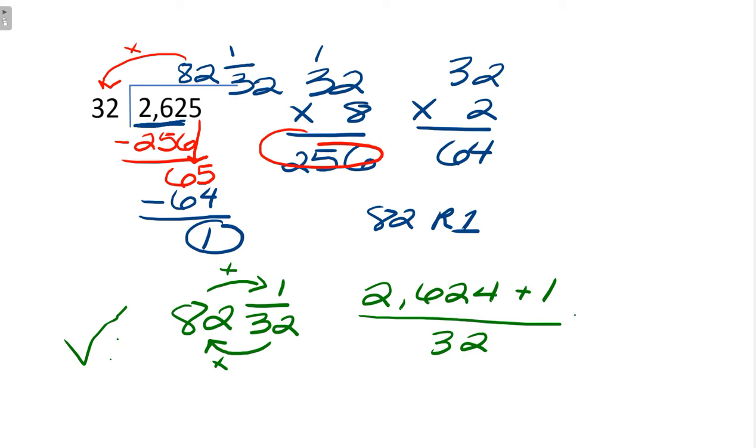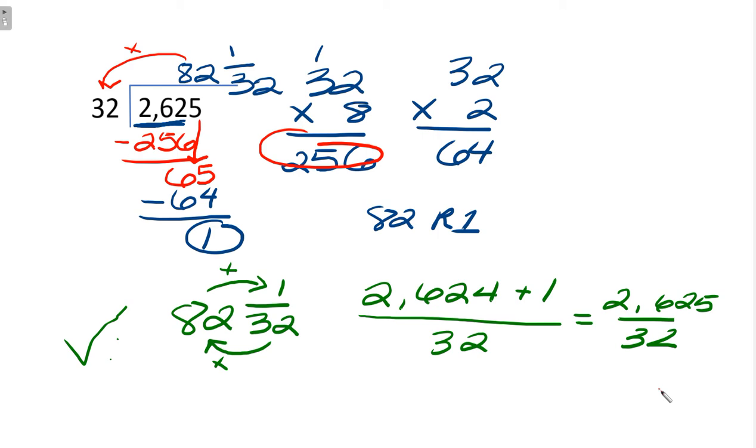Okay, so great. That equals 2,625 over 32. Perfect. Now, I know you're saying, wait a minute, that's not your answer. How do you know that checked out? Well, because when we started this problem, we had a division problem, right? We had 2,625 divided by 32. That's exactly what this says. 2,625, this fraction bar means divided by 32. So our answer does check.